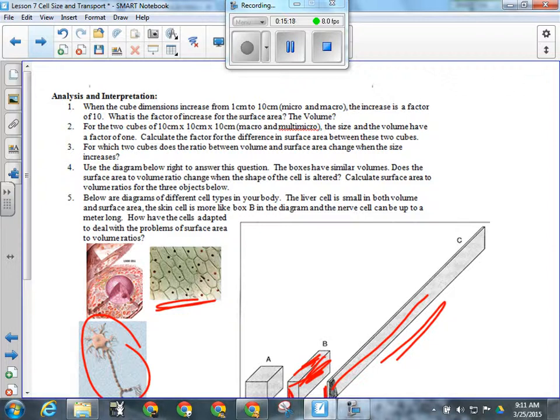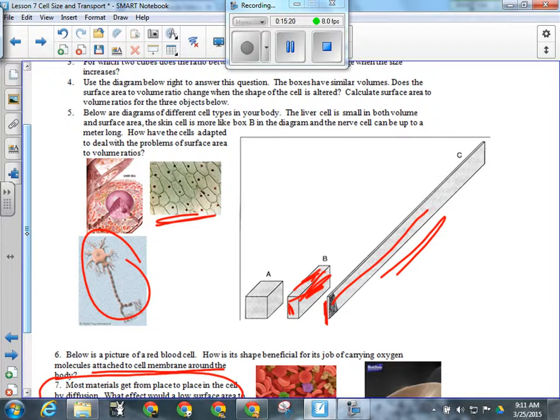Number 4 is asking you to use this diagram right here, which is why I actually printed a sheet for you, because you're going to have to measure these shapes. So you'll need a ruler. I have some up here if you need to borrow one when you get to that question. You're going to measure them and calculate their surface areas and volumes.